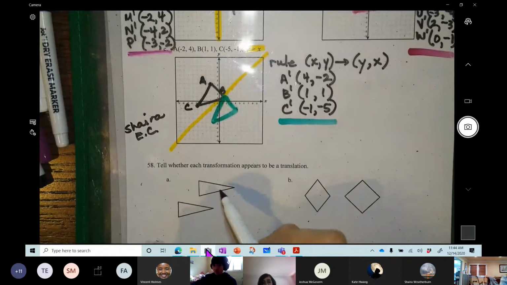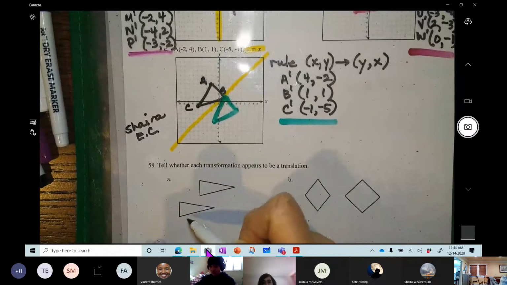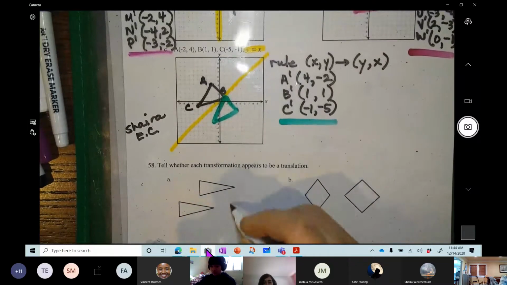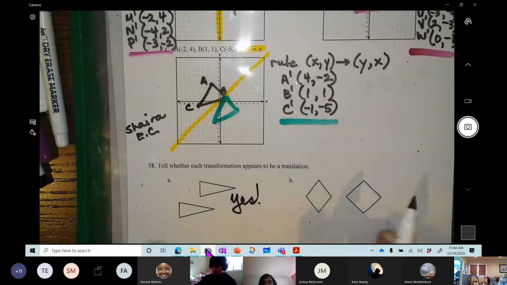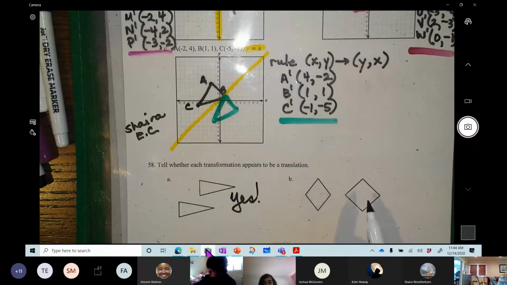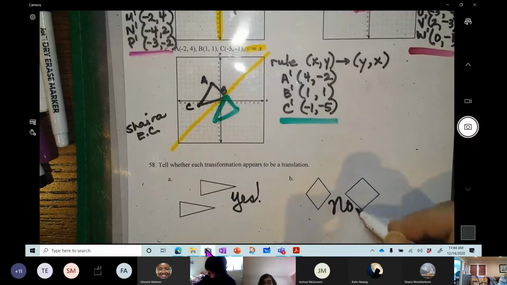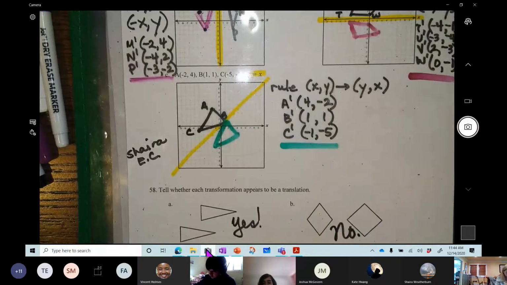Do they look like they just got moved? And it doesn't matter if you go from here to here or here to here. This one looks like it's been moved up and over. Yes, it is a translation. These are not the same shape. So this is no. That's it. Tell whether they are or they aren't.